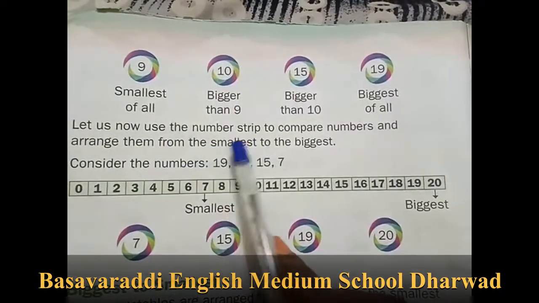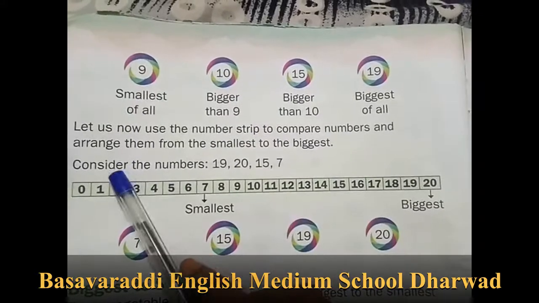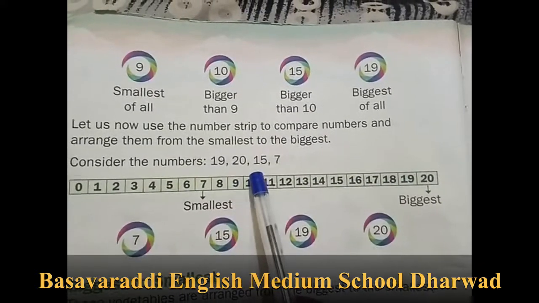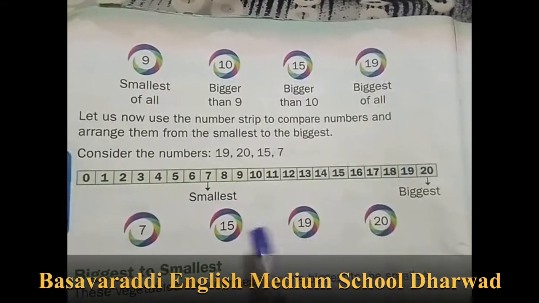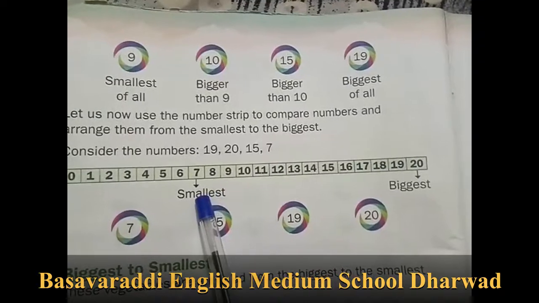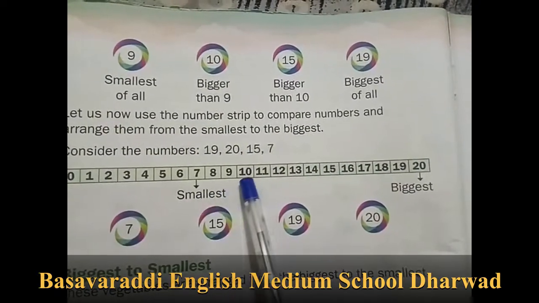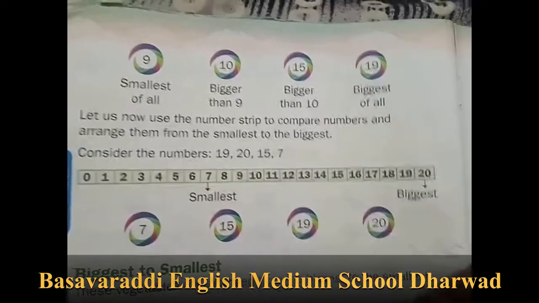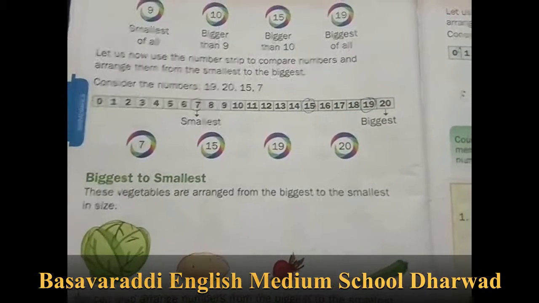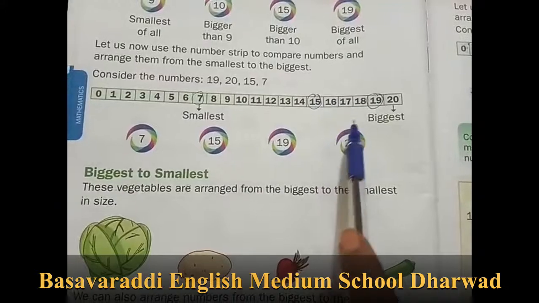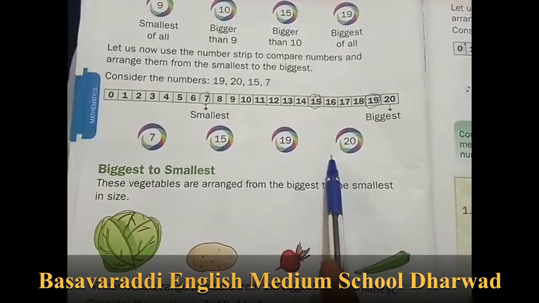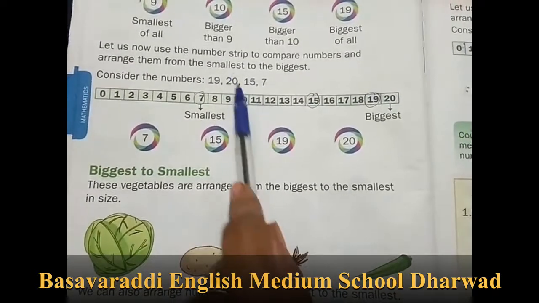Let us use the number strip to compare the numbers and arrange them from the smallest to biggest. Consider the numbers 19, 20, 15 and 7. So here is a number strip. See 0, 1, 2, 3, 4 is coming. Which number comes first? 7. Afterwards 15, then 19, and last, the biggest number, 20. So 7, 15, 19 and 20. This is the smallest to biggest.